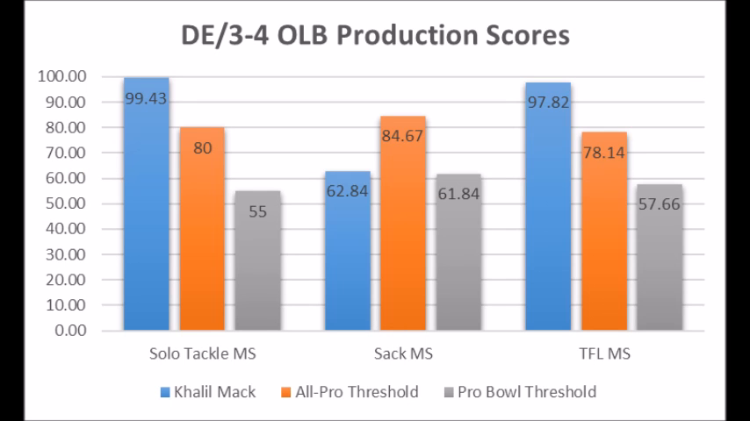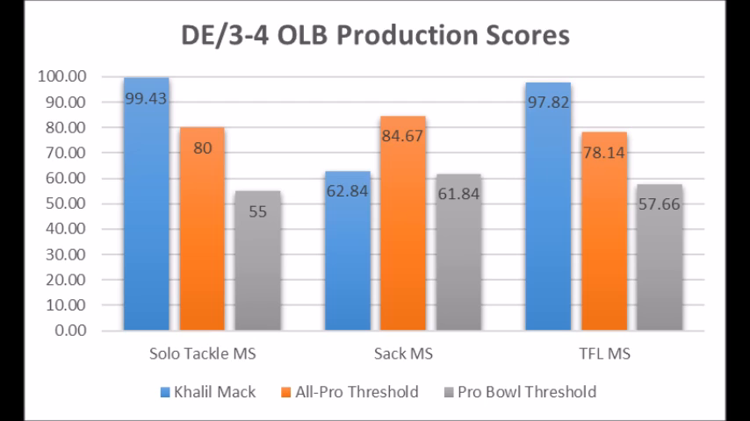Then we get to Khalil Mack. When it comes to his production, he had a 99.43 solo tackle market share score, a 62.84 sack market share score, and a 97.82 tackle for loss market share score. As you can clearly see here, he had a similar issue to Clowney in that his sack market share didn't quite hit All-Pro level.